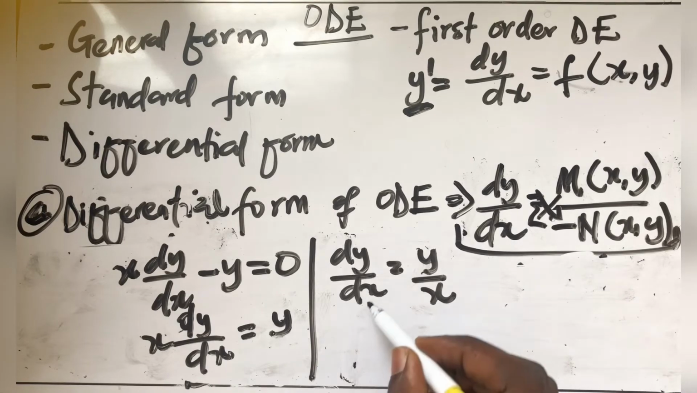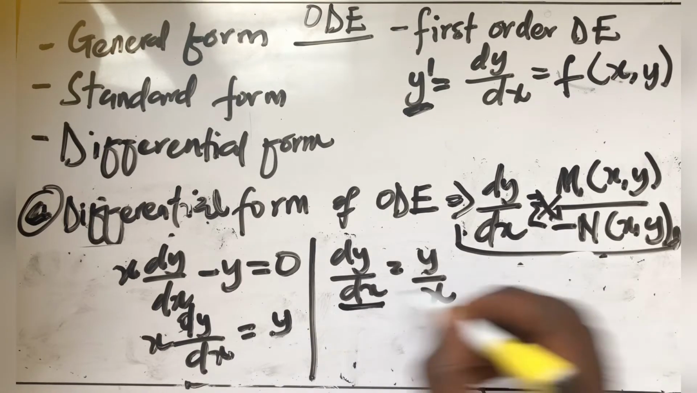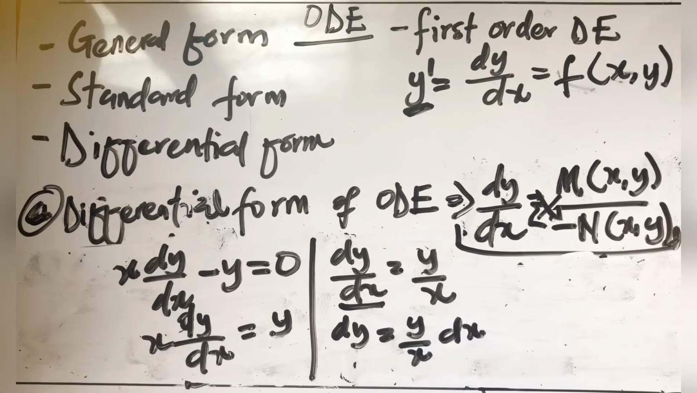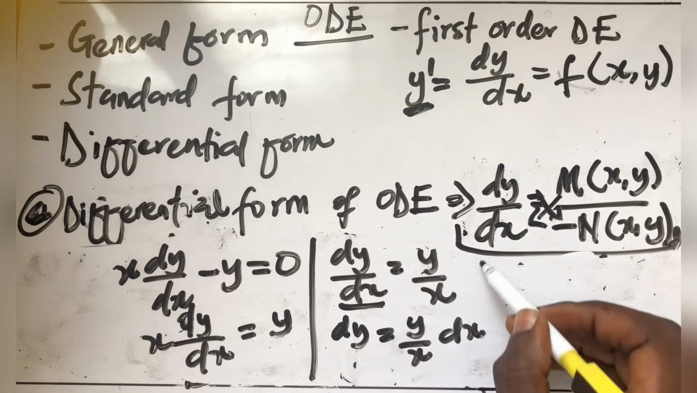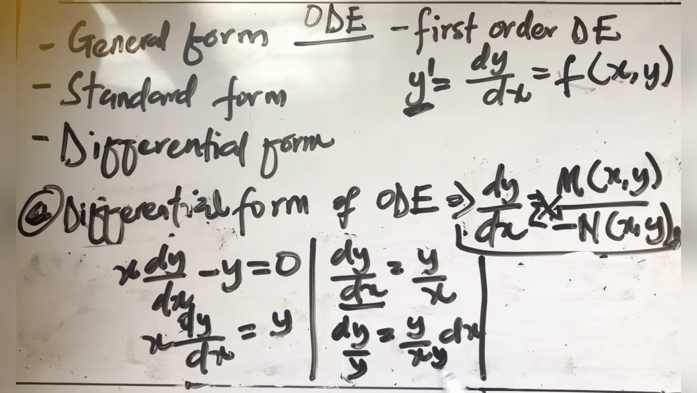So multiplying dx throughout this expression, we get dy equals y over x dx. Note we are grouping like terms, so we are grouping all x's and grouping all y's. So we have to bring this y over here. When you divide here by y and then divide here by y, this will cancel that.